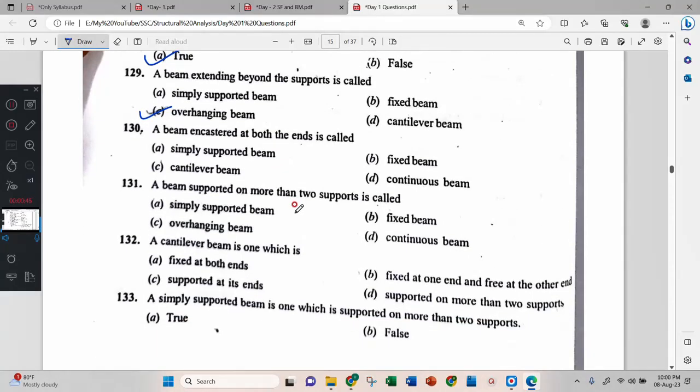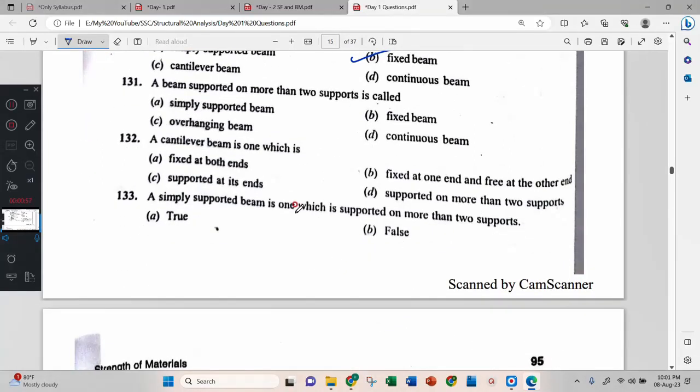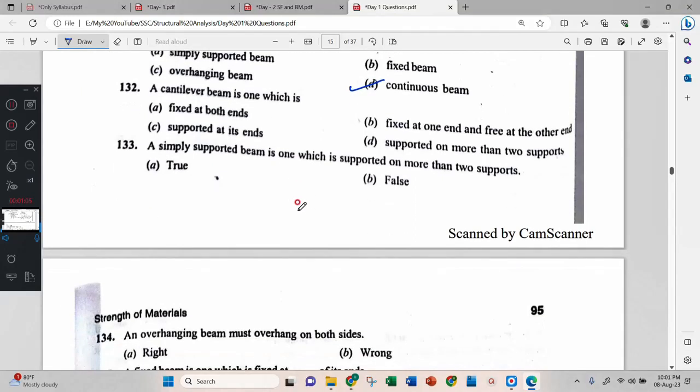A beam encastred at both the ends, encastred means fixed, is called a fixed beam. A beam supported on more than two supports is called a continuous beam. A cantilever beam is one which is fixed at both ends. No, fixed at one end, free at the other end. Correct. Supported at its ends. No, supported on more than two supports. No.